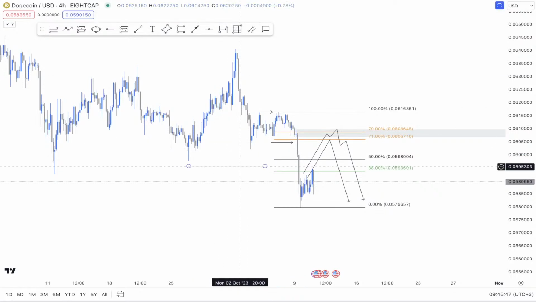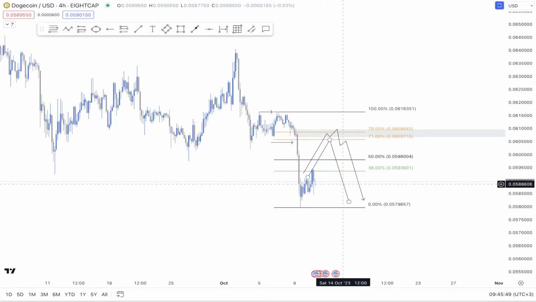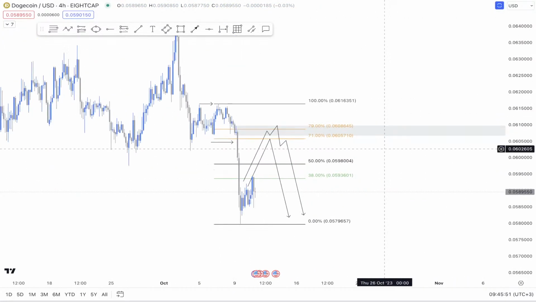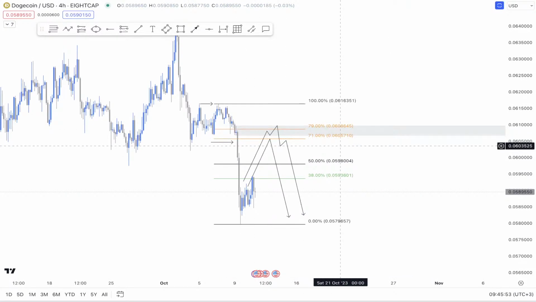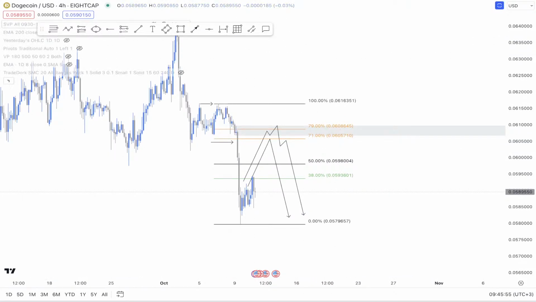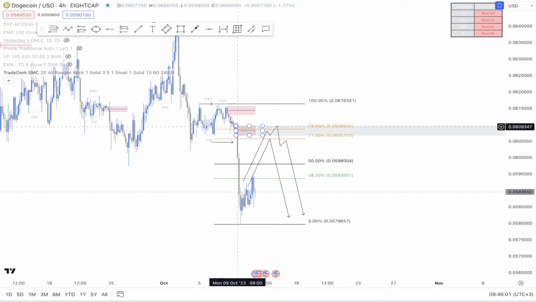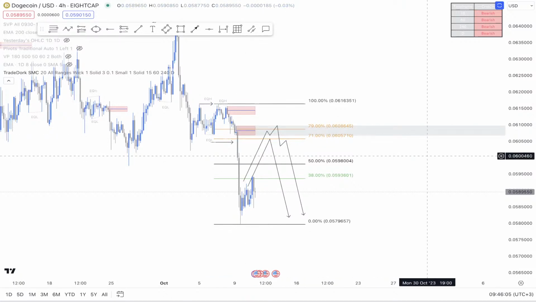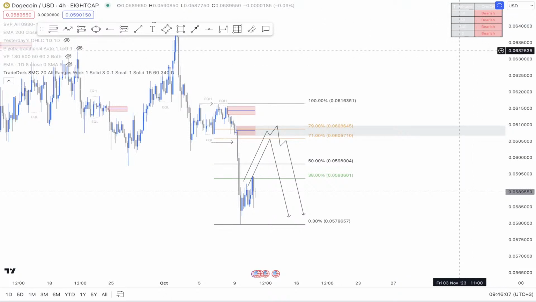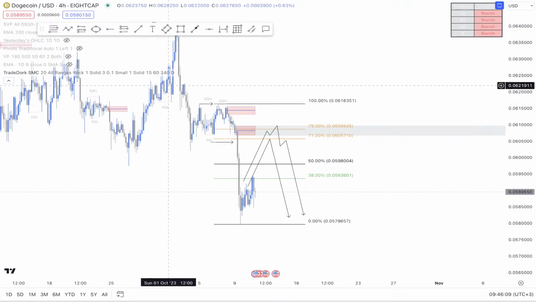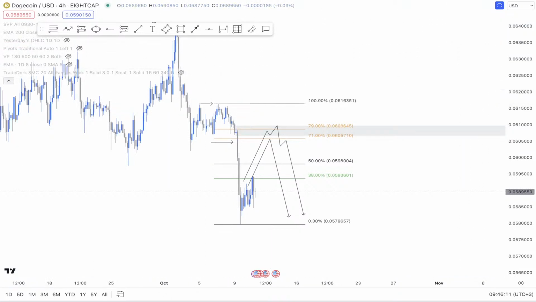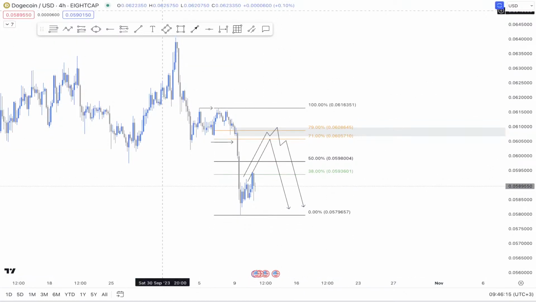After that we saw that it left some nice inefficiency behind, and we also have this unmitigated order block lining up perfectly with our fire zone. And if we enable the TradeOrg SMC indicator, same story. Super beautiful, we have the TradeOrg bearish order block lining up perfectly with our area of interest. And again, if we look at the graph, every single time frame is bearish. So that's why we will consider taking this sell limit opportunity on Dogecoin.